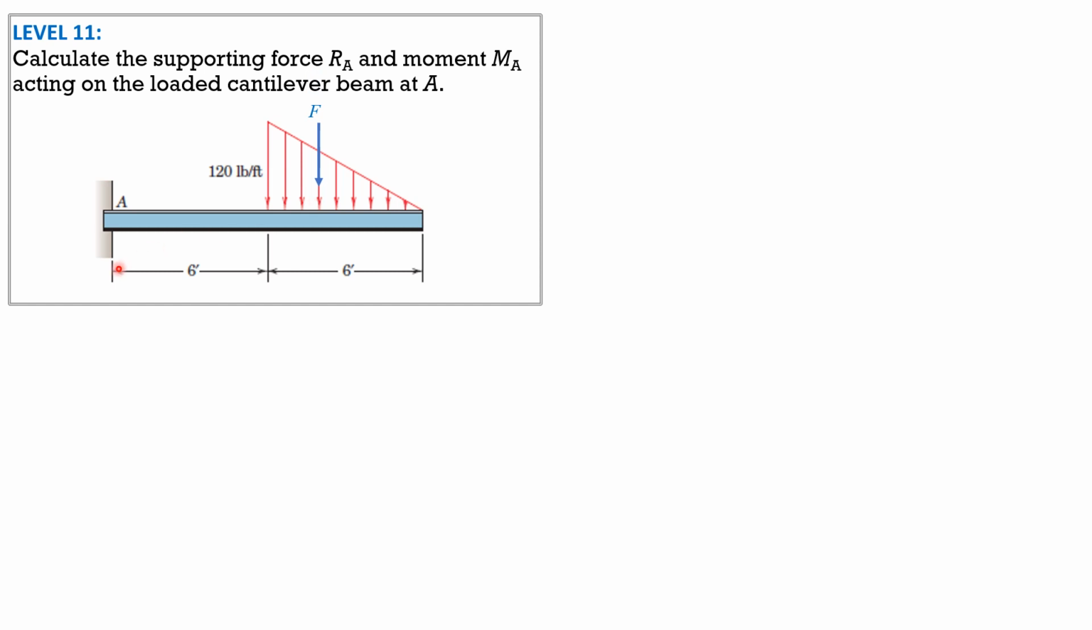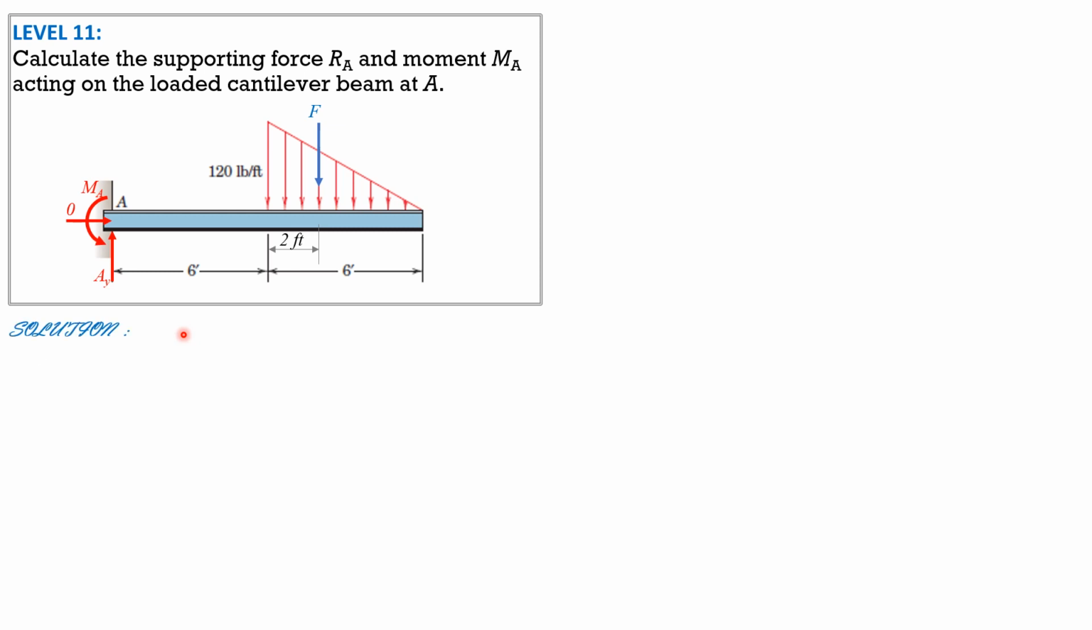So reactions AY, by the way, this is 1/3 of 6 feet, so 2 feet. So the distance of the line of action of F from point A is 8 feet. So call that AY, and AX is 0, so AY is equal to RA, and it is expected to be upward. Then moment at A is expected to be counterclockwise.